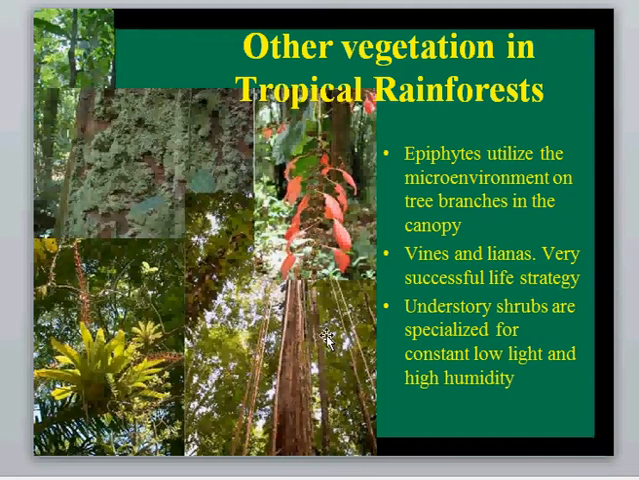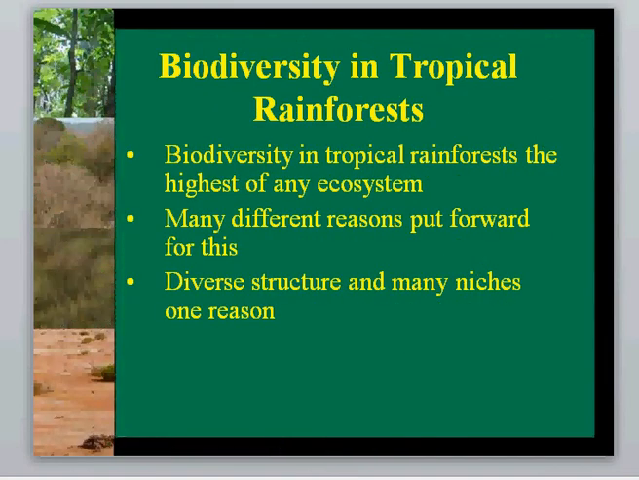So biodiversity in tropical rainforests is very high. The tree biodiversity is exceptionally high. You would tend to find many different species in a tropical rainforest. So if you find one tree, as the old quote goes, you may have to examine and walk many hundreds of meters before you find an individual of the same species. And there are many different reasons that we're going to look at in later lectures put forward to explain this.